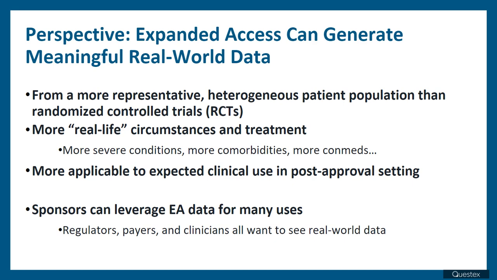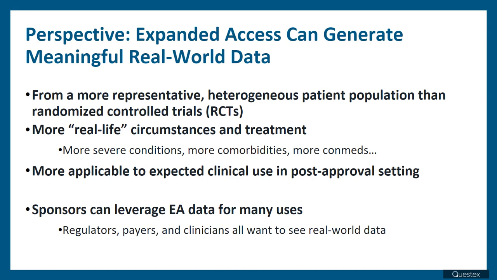So as I mentioned, expanded access can generate meaningful real-world data, right? These are more representative patients, people who are more like the ones who would get a drug in commercial supply. So they're more heterogeneous. They may have more severe disease, more comorbidities, more concomitant medications, all of which can be informative for sponsors, especially in these populations where polypharmacy may be common. These can be early signals of how physicians may use the product, what they may combine it with. And so there's important practical knowledge to be gained from these programs if the data is collected.